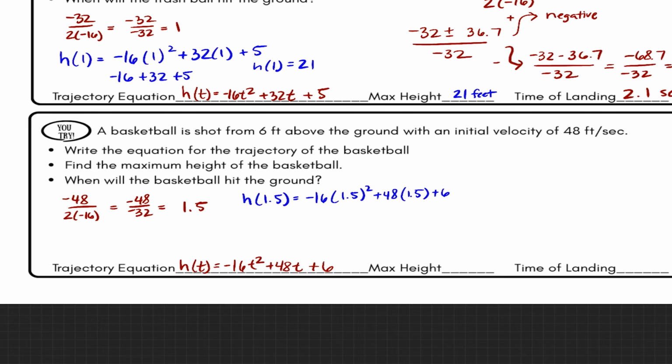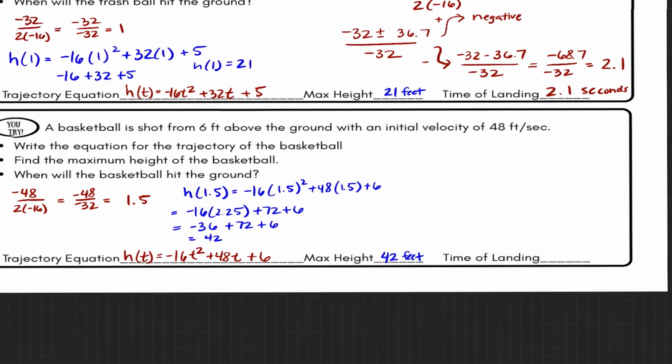Okay, so 1.5 squared is 2.25. So we get negative 16 times 2.25. And then 48 times 1.5 is 72. So plus 72 plus 6. All right, negative 16 times 2.25 is negative 36 plus 72 plus 6. Those all combine to equal 42. So our maximum height is 42 feet.